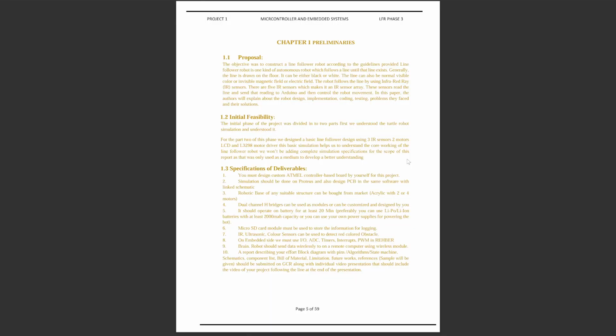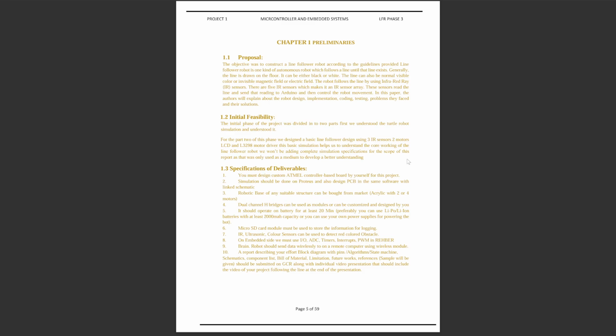Chapter 1 begins with a proposal. The objective was to construct a line follower robot according to the guidelines provided. The line follower robot is an autonomous robot which follows a line as long as the line exists. The purpose of the project was to make a line follower robot which is not only a line follower, but can also sense obstacles and avoid them.